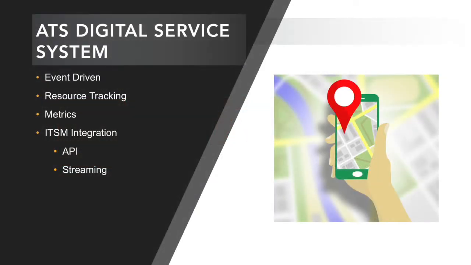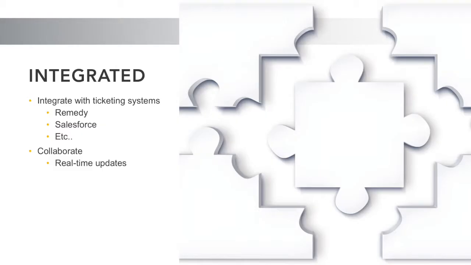In this video, we'll take a look at an ATS digital service system that supports resource tracking and metrics to an organization by utilizing an event-driven architecture. This demonstration will look at a use case that is initiated when a work order is submitted into an IT service management system. In this case, a simple ITSM is used, but this application is easily integrated with other systems like Remedy, Salesforce, or any other system that is API addressable or capable of streaming data.